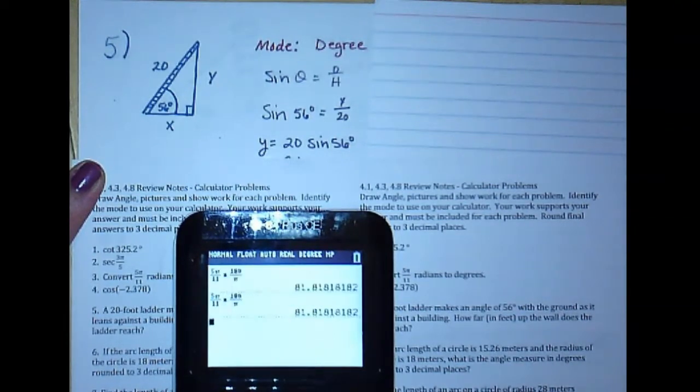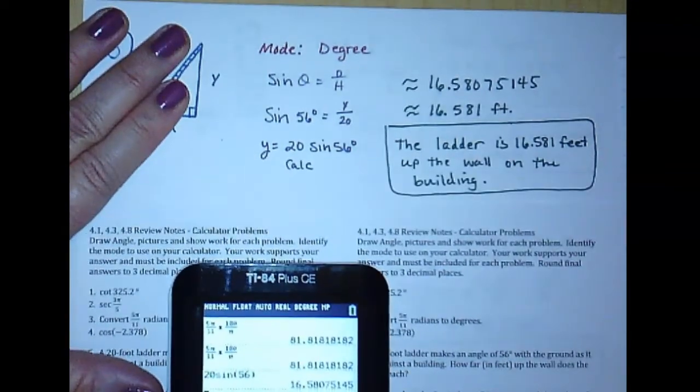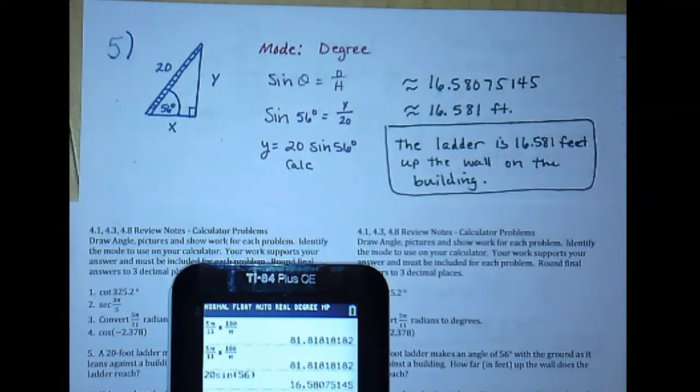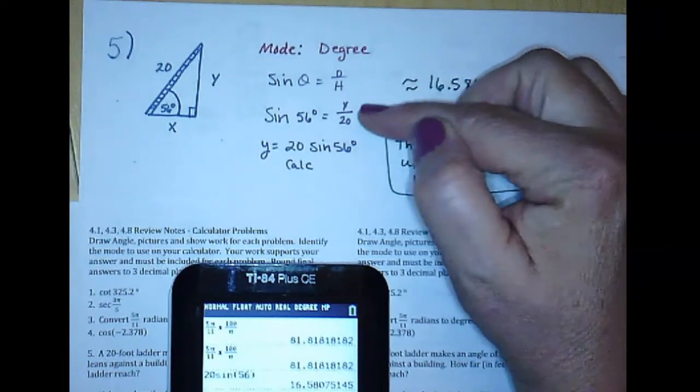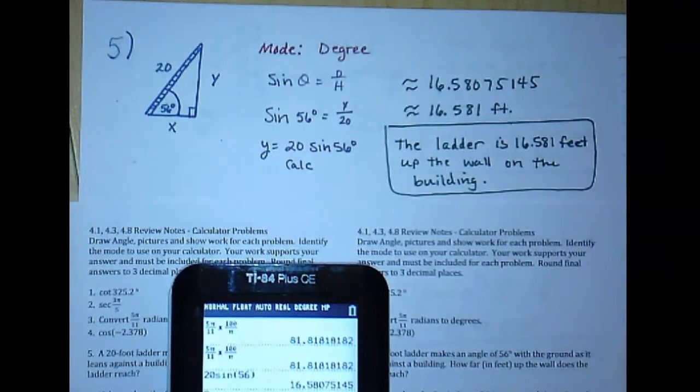It needs to be in degrees, so I'm going to change it to degrees. And then I'm going to be able to go into my calculator and put in 20 sine 56, and that's going to give me that. Okay, so that means that the ladder is 16.581 feet up the wall on the building. So notice that we have to have units in an application problem, and we went to 3 decimal places just like we did in any other problem. And so that's what I would be expecting to see on your paper. I would expect your picture, and then I would expect your explanation to that application problem.